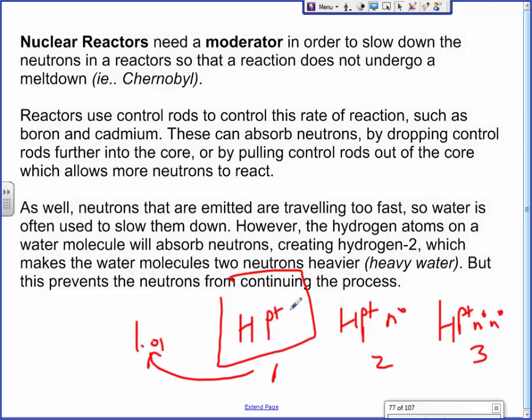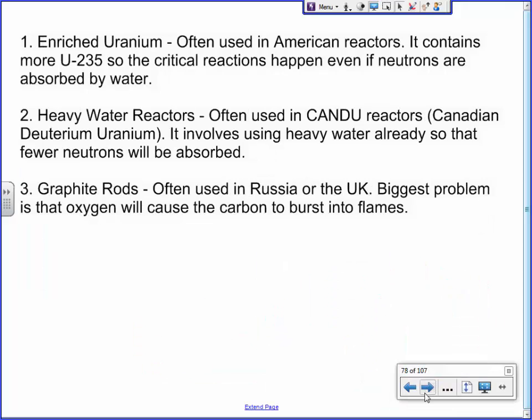It's mostly this. Anyways, what ends up happening is when you use water, the hydrogens in the water can absorb some neutrons, and it makes it heavier, so then it's known as heavy water. So that's another way of slowing down a nuclear reactor: using water, and it creates heavy water. And what I've got on this next slide here is 3 different things that I've researched in the past that are used in nuclear reactors to slow down the neutrons.